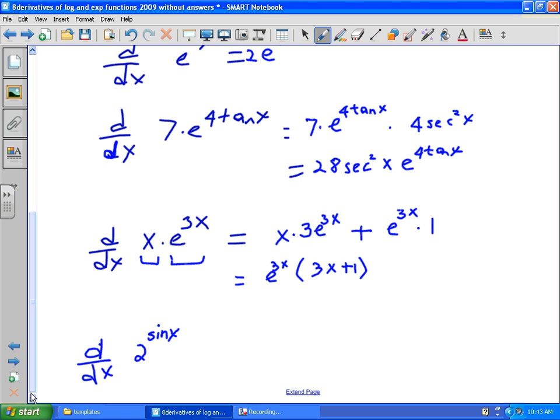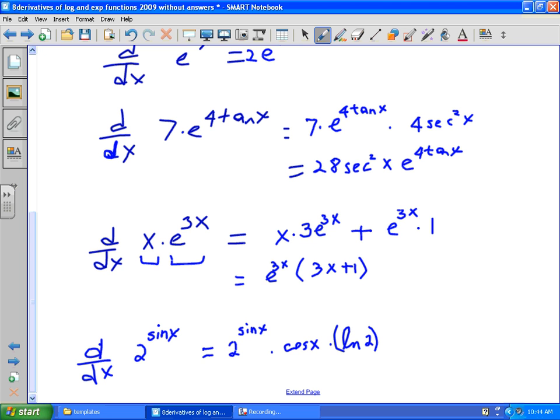Okay, 2 to the sine x. Look at this as 2 to the u. So the derivative will be 2 to the u times u prime. However, because the base is not base e, you will also multiply it by ln of 2. It's going to be 2 to the sine x times what? The derivative of sine, which is cosine x. And because the base is not base e, it's not going to be as simple or as natural as we expect it to be. So we'll have this unnatural extra constant showing up, which is ln of 2.